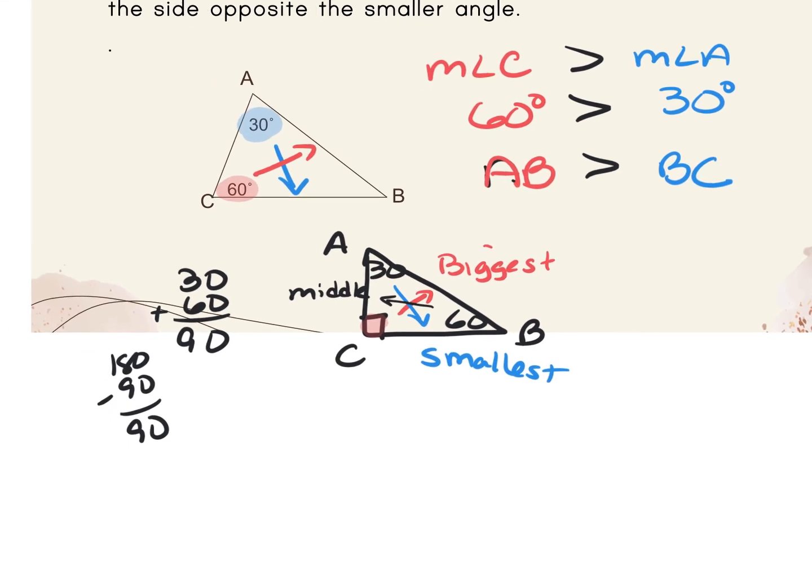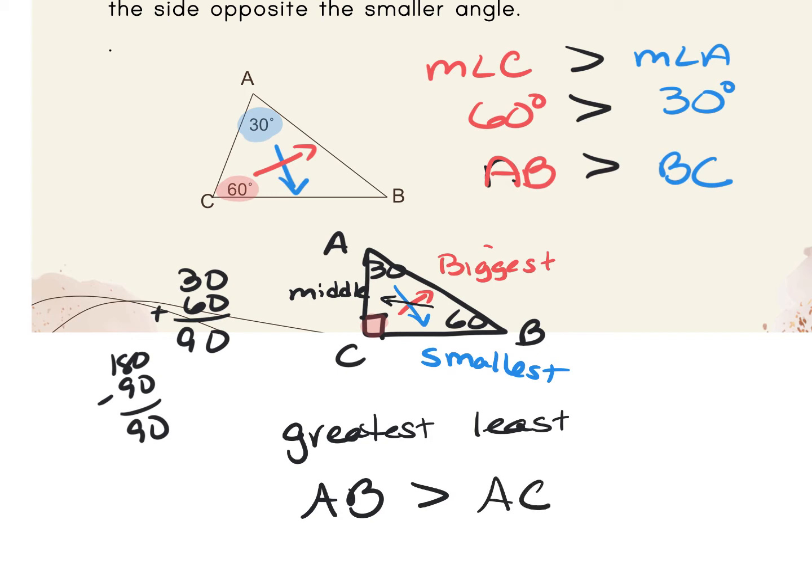So if it asks you to order them least to greatest or greatest to least, let's do greatest to least, you would have to find the missing angle first. So you would have said that AB is the biggest. And then the next biggest would have been the AC. And then the smallest would have been BC. So if they ask you to find the largest or the smallest or even order them, you need to make sure you have all three angle measures.